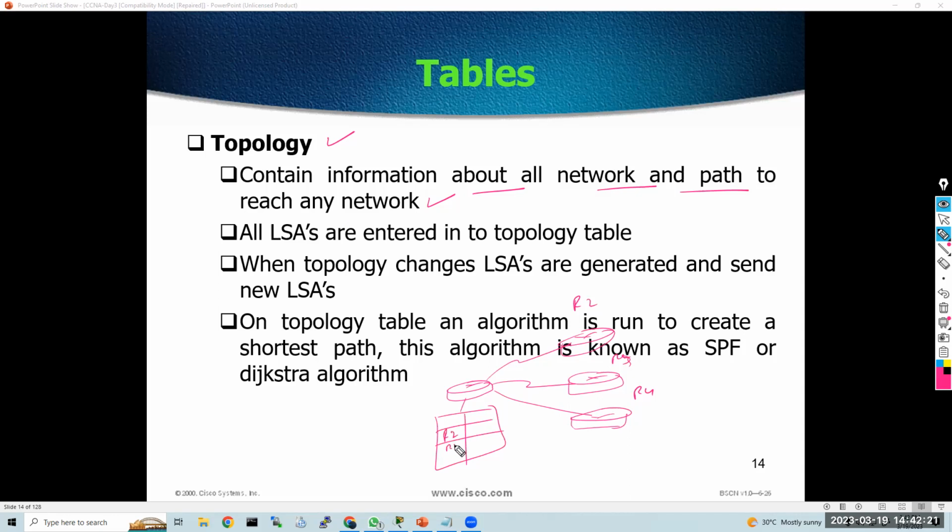For example, R2, R3 and R4, and the path, via serial cable, say serial 1, this is 2 and this is 3. If you want to reach the router 2 network, go via this link. This link is called your WAN link, not the LAN link. The link connecting routers inside your organization is called your LAN link. So the topology table also has the path selection, and it updates your topology table.